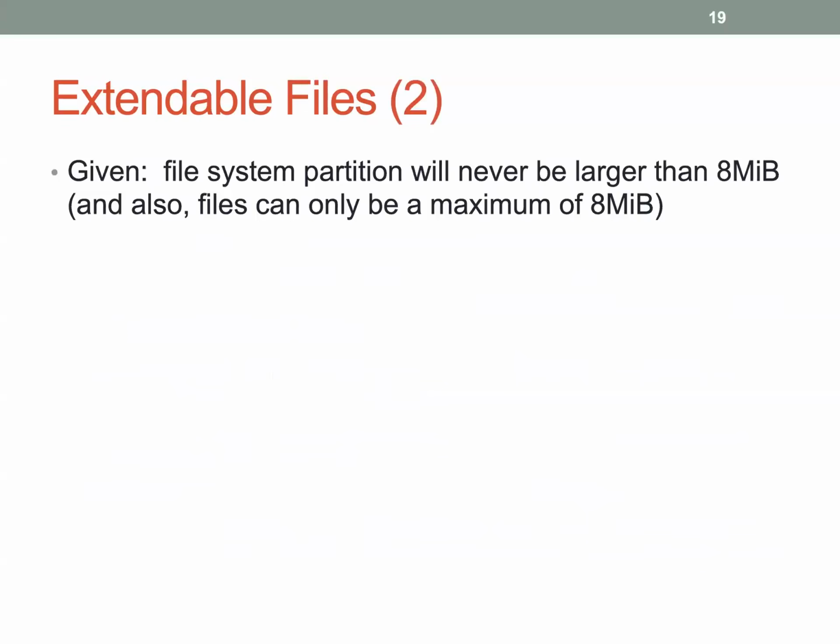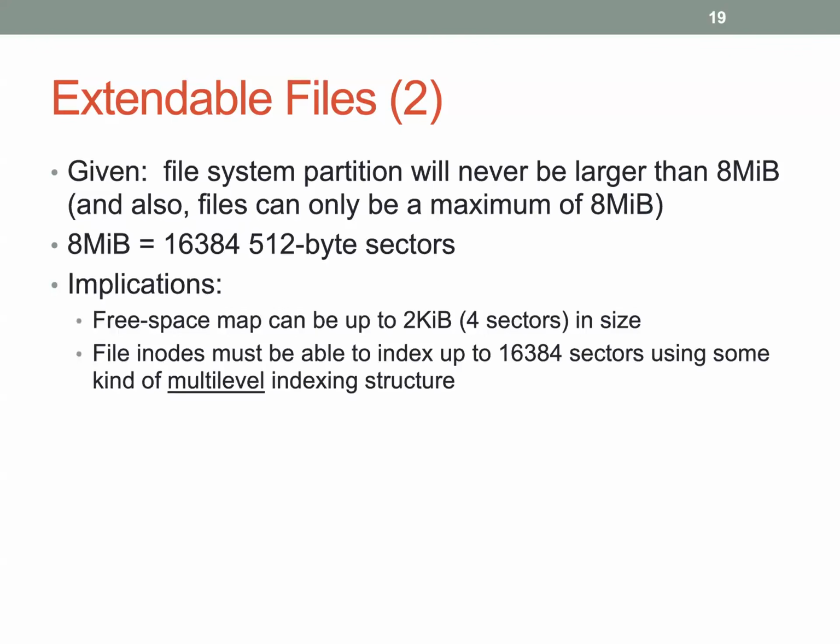So here's one of the things that you need to be aware of. The file system partition has a cap of 8 megabytes, or 8 binary megabytes. So whatever that is, 8192 times 1024. So you can do the math and figure that out. Files can only be a maximum of 8 megabytes. So take advantage of this limitation. If you do the math, you discover that this is 16K 512 byte sectors. So you really only need to think about a maximum of 16K 512 byte sectors in various contexts.